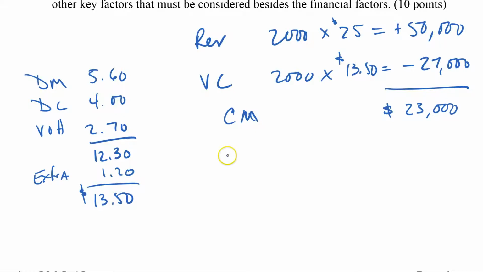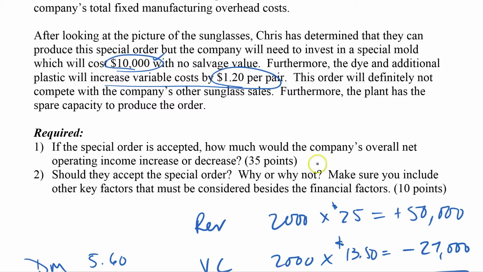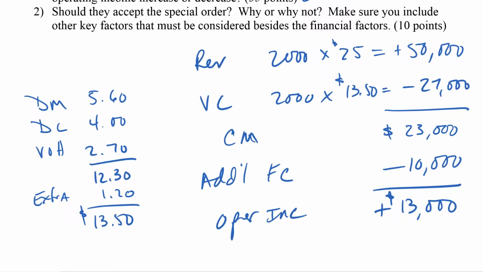But we're not quite done. We know that we have additional fixed costs of $10,000. So our operating income would increase by $13,000. So that's the answer to 1. If we accept it, what happens to operating income? Well, it increases $13,000. So, should we accept the special order? Yes, we should accept it because our operating income would increase.